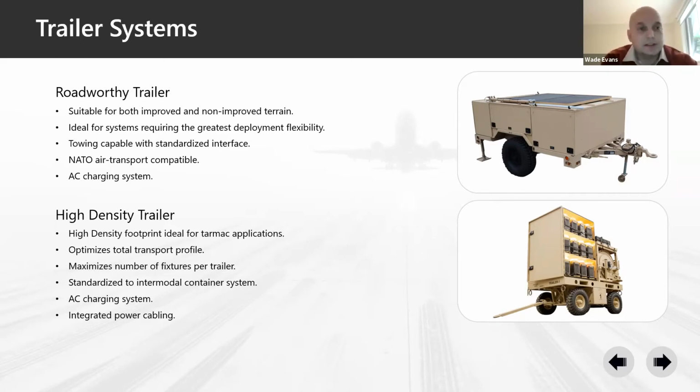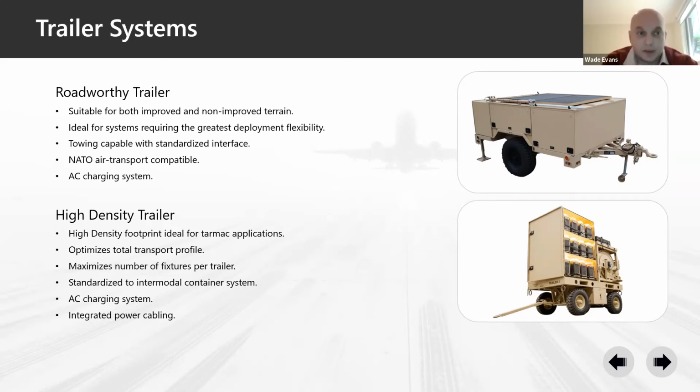So we'll start off with trailer systems. As Jason mentioned, we really have two types of trailer systems, either the roadworthy trailer or the high-density trailer. With the roadworthy trailer, which is the top picture there, it's suitable for both improved and non-improved terrain, which means on-road and off-road. This is the system that's ideal for great flexibility for different applications and provides the greatest flexibility for your deployment, given it can be used on multiple terrain types.